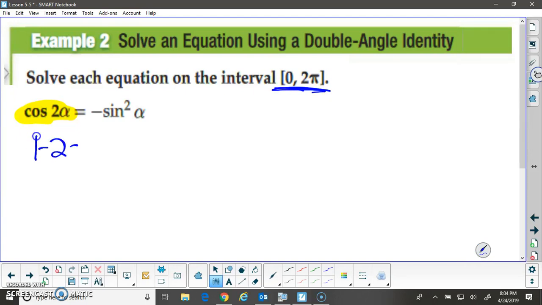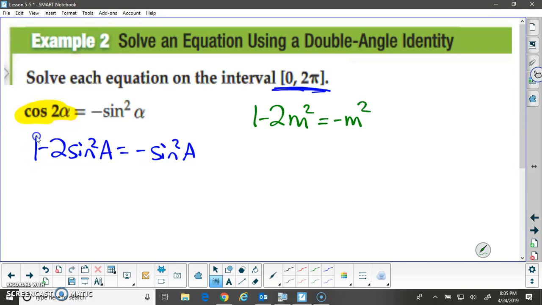So 1 minus 2 sine squared is going to equal negative sine squared. Now, like I've shown you, if you want to change this into 1 minus 2m squared equals negative m squared to do the algebra, feel free to do so. I'm going to add 2m squared to both sides. That's going to give me 1 equals just m squared. Then I'm going to square root both sides, and that's going to give me plus or minus 1 equals m.